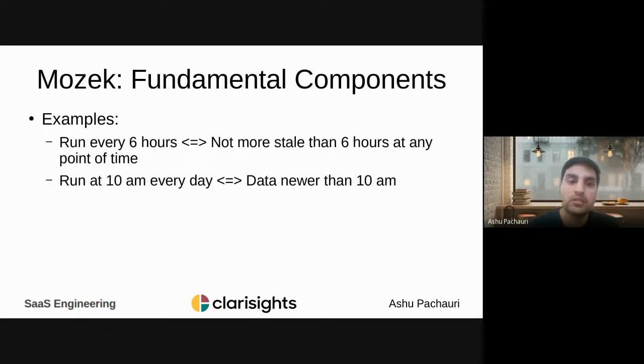Another example of a rule is, let's say you say that run at 10 a.m. every day. No, you want to say data is newer than 10 a.m. for today.